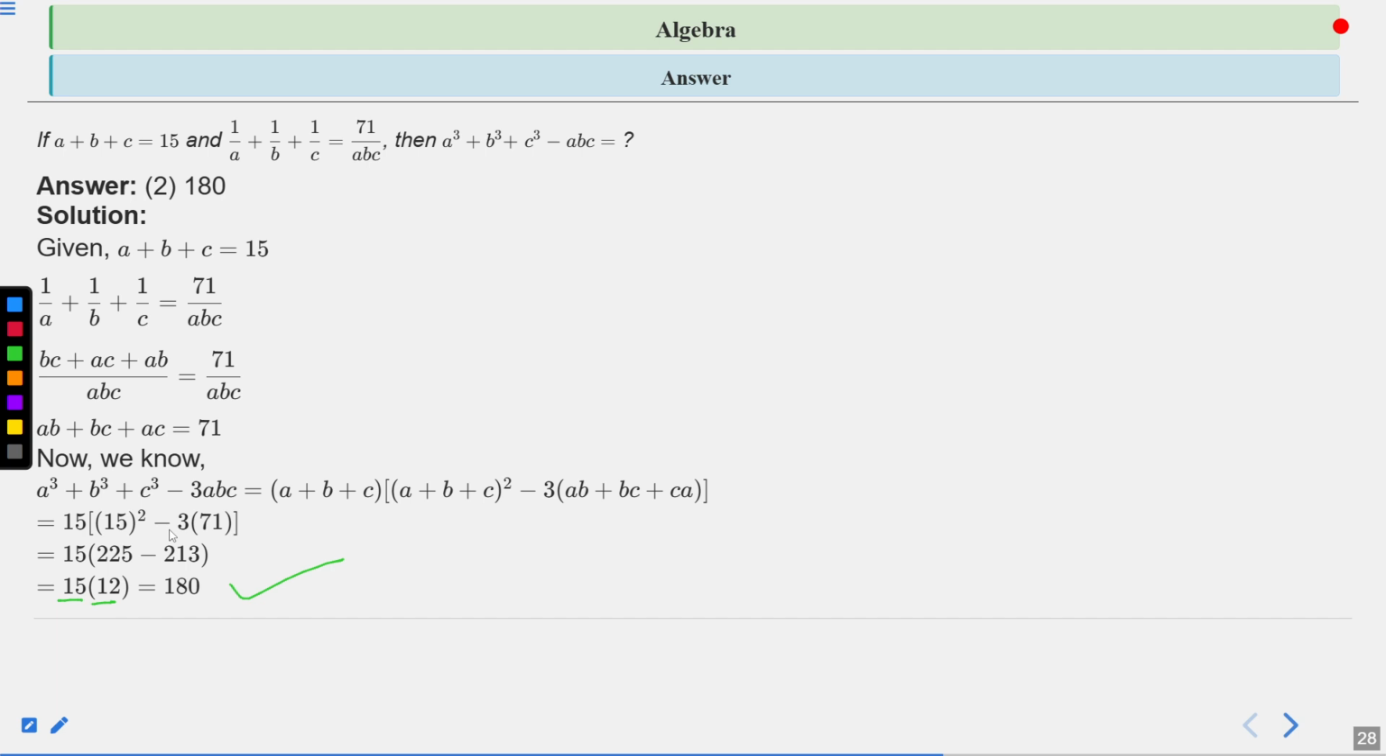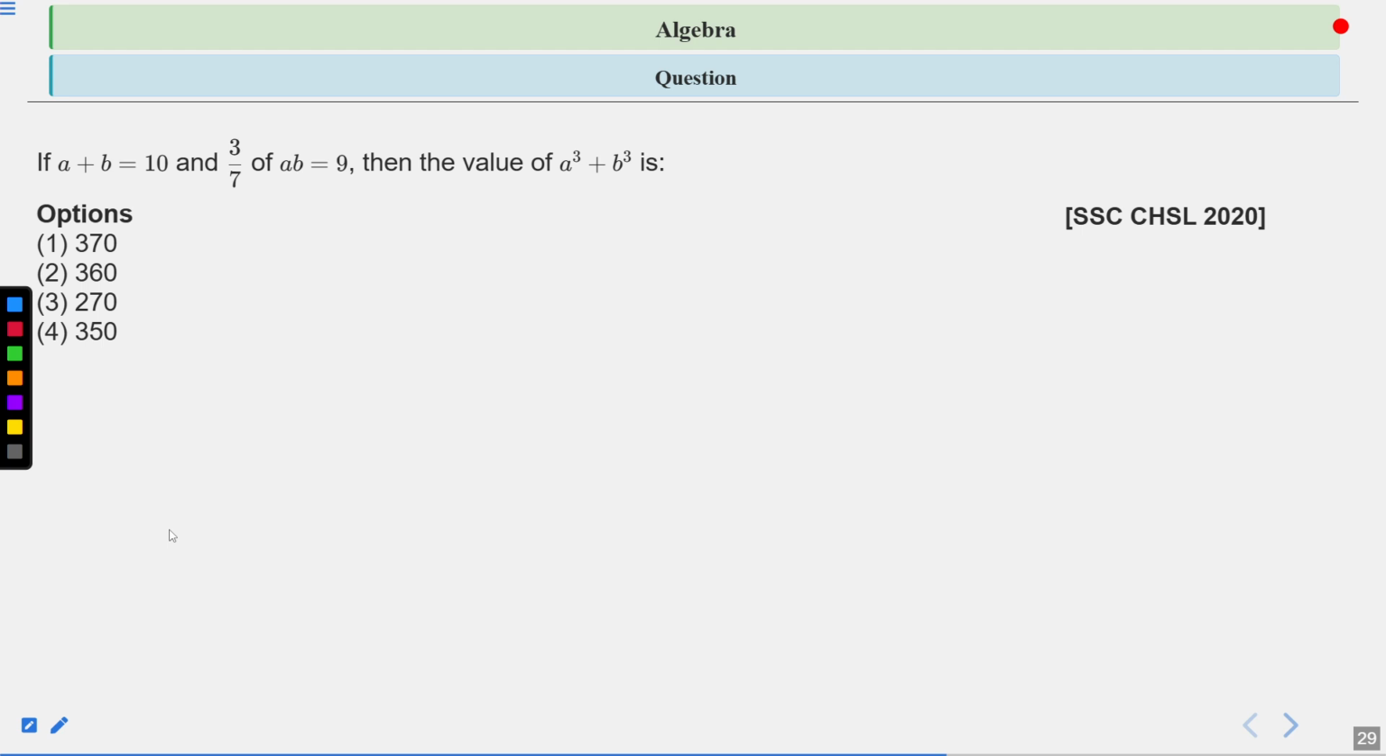Next one. If a plus b equals 10 and 3 by 7 of ab equals 9, then the value of a cube plus b cube is? This question was asked in the SSC CHSL exam in 2020. There are 4 options. First one is 370, second is 360, third is 270, and fourth is 350. Now you have 10 seconds to analyze the question. Your time starts now. Now time's up. Let's see the solution of this question.